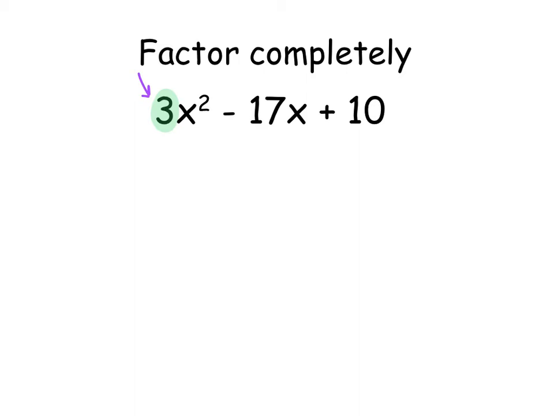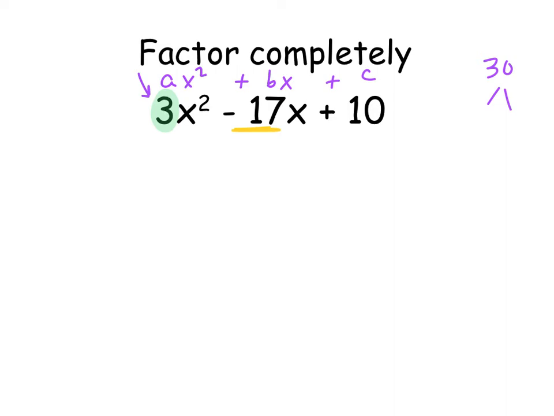So what we're going to do, we're going to take that 3. Let me just label this again. Remember, this is going to be ax squared plus bx plus c. That's just the general form for a quadratic. So we're going to take that a value times the c value. We're going to take 3 times the 10, and we're going to get 30. And now I'm going to get factors of 30, just like before, that add up to the negative 17.